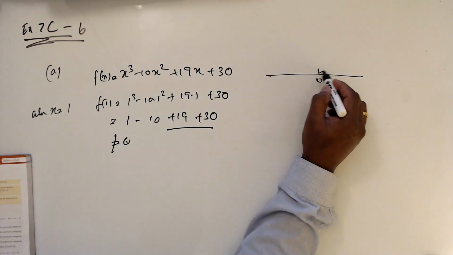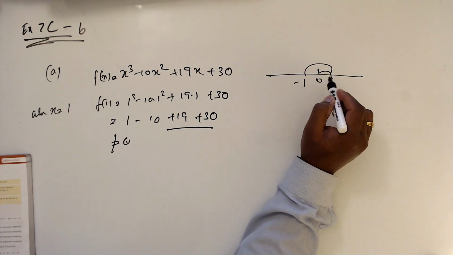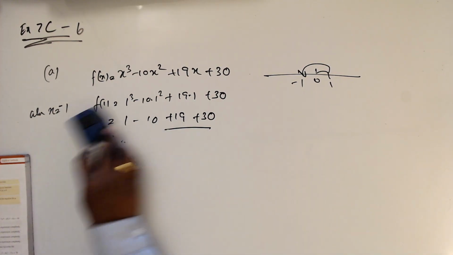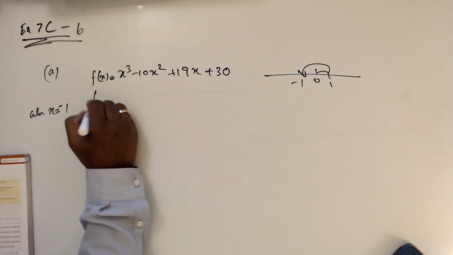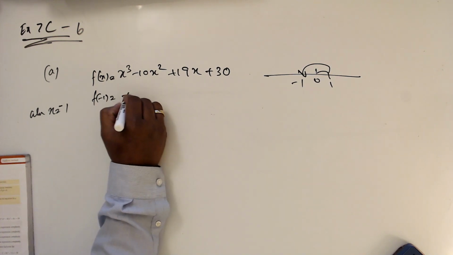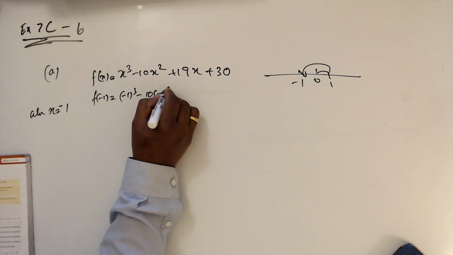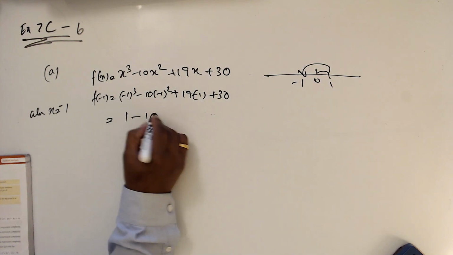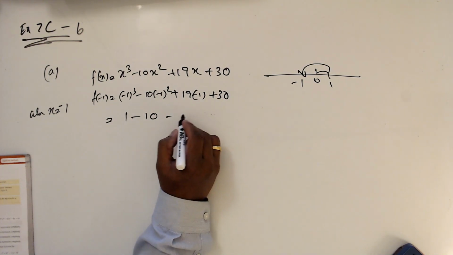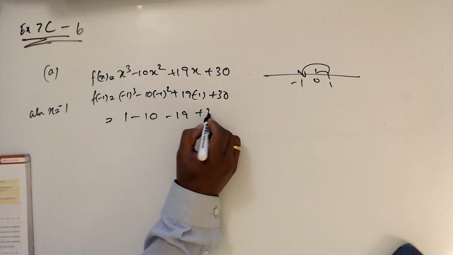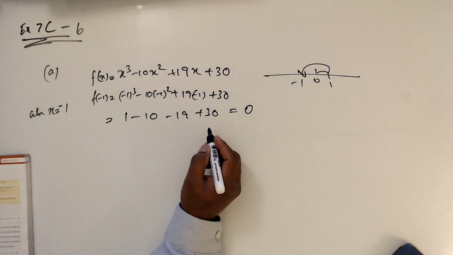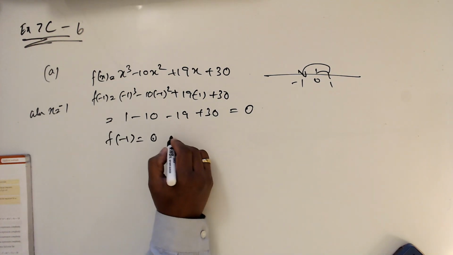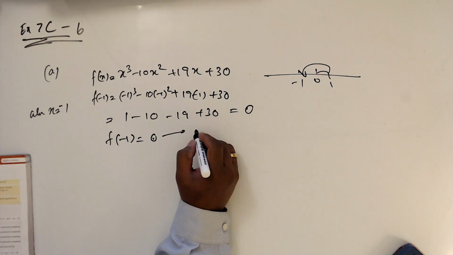0 is clear, it's not. Then 1, then minus 1. Let me check minus 1 now. When x equals minus 1: f(-1) equals minus 1 cubed minus 10 times minus 1 squared plus 19 times minus 1 plus 30. This is minus 1, this is minus 10, this is minus 19, 20 plus 30, yes, it makes 0. So f(-1) equals 0, hence two conclusions.